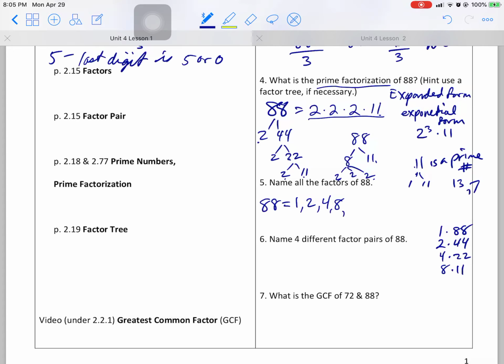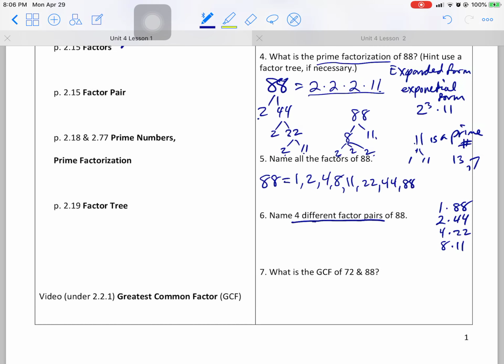Okay, so not a 9, not a 10, but 11, we just said it does. And then notice this little thing here. 1, 2, 4, 8, 11, 22, 44, and 88. These are 4 different factor pairs of 88. And you can use them to get a complete list of factors. Okay? For 88. So those are your factor pairs. I use factor pairs when I factor in chapter 6. So I want you to know what factor pairs look like.